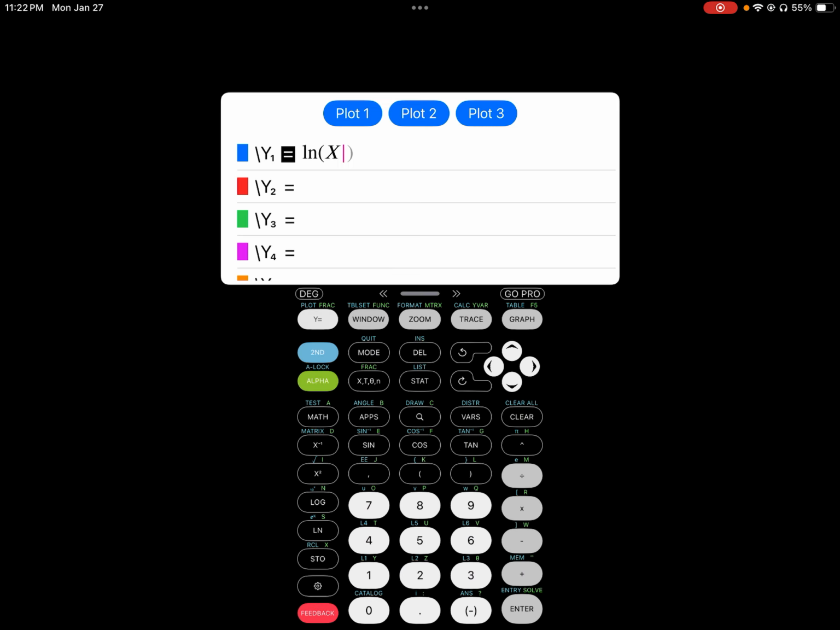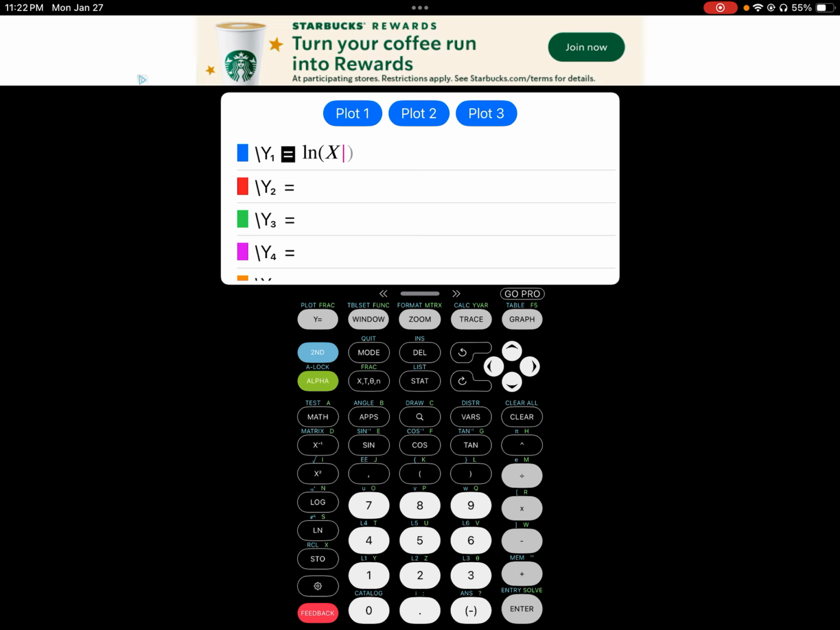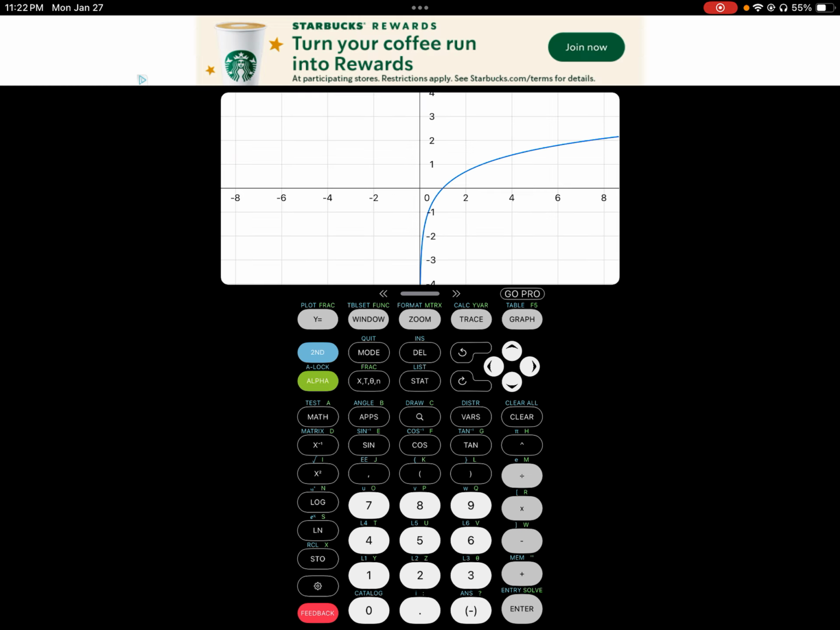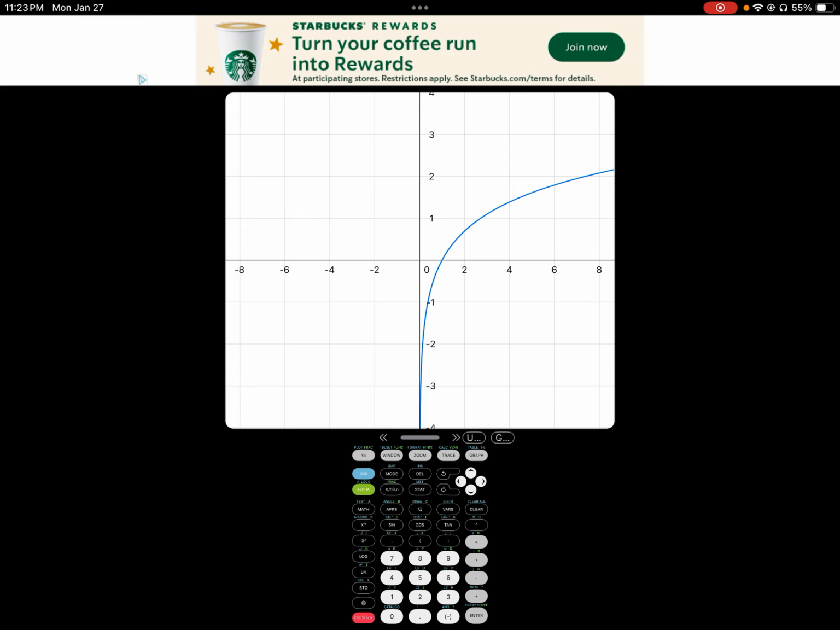Okay, so I have this little ln of x already typed in. If I graph it, it looks like this. And what is this graph? Look, when the graph crosses the x-axis, it crosses it at 1. So any ln of any number less than 1 is going to be a negative number, and any ln of any number greater than 1 is going to be a positive number. So ln of 1.00001 is a positive number. ln of 0.99999 is a negative number.